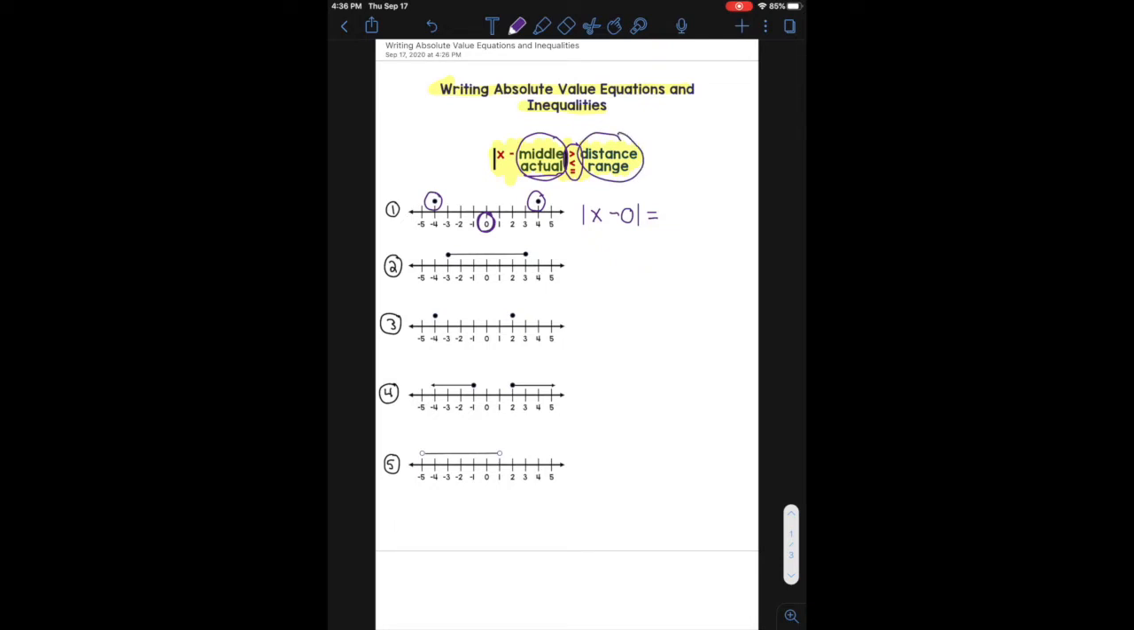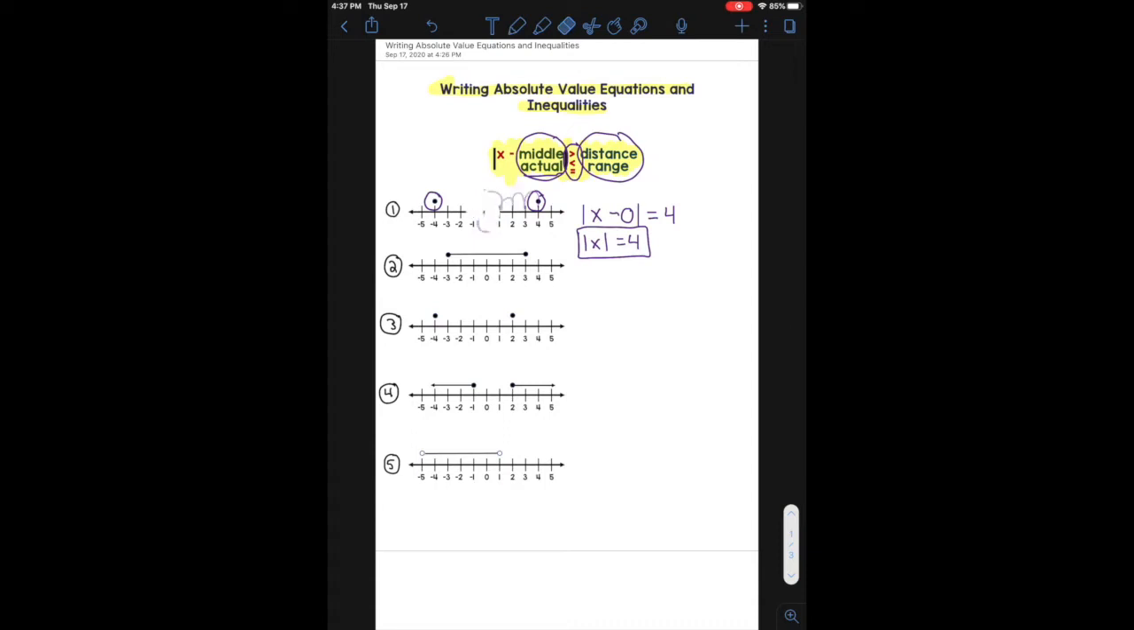The last part we're going to find is the distance or the range from the central value to the solutions. In this case, from the middle to the solutions would be 1, 2, 3, 4. So we would put 4. The last step here is just to simplify what we have. We wouldn't leave x minus 0. We would simplify the inside to get the absolute value of x is equal to 4. And this would be our absolute value equation for number 1.